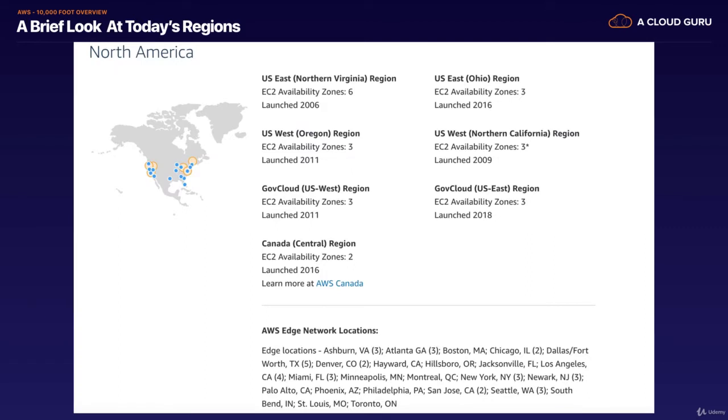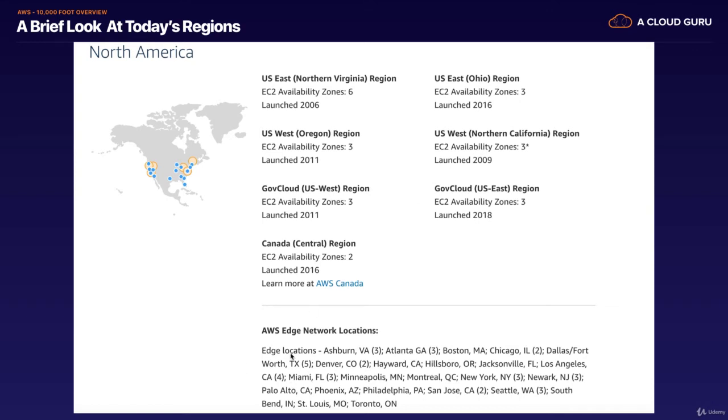So let's have a look at today's regions. We've got North America. North America consists of a whole bunch of different regions. So we've got Northern Virginia, Oregon, US West. We've got the Central region, which is Canada. US West that I'm talking about here is actually just for GovCloud. So GovCloud, you can see there's GovCloud US West and GovCloud US East. This is for government customers only. This is not for private corporations. So do bear that in mind. We've then got the US East, which is in Ohio, and we've got US West in Northern California.